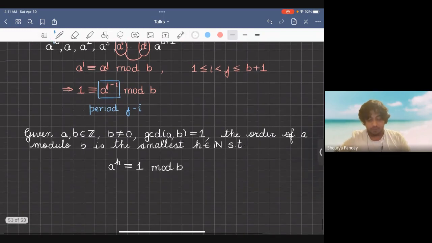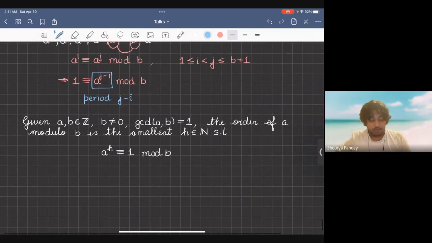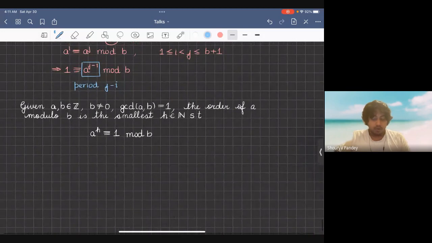Okay, great. And what are some properties of order? What if you've seen order before? What do you know about order?